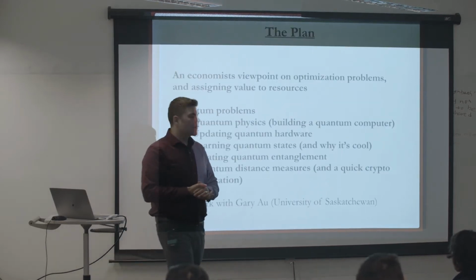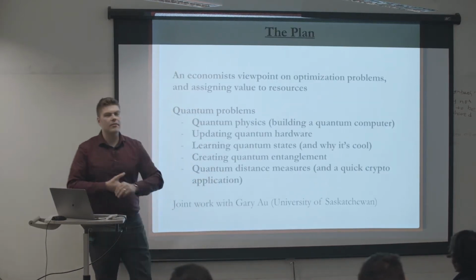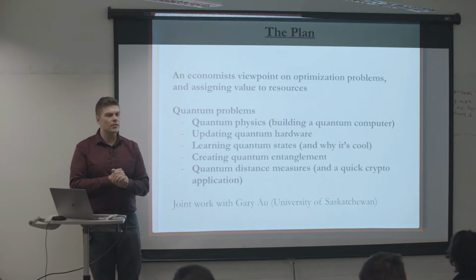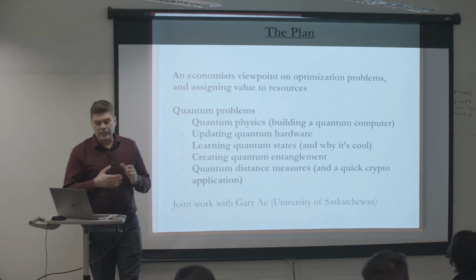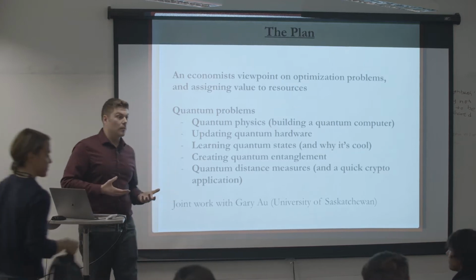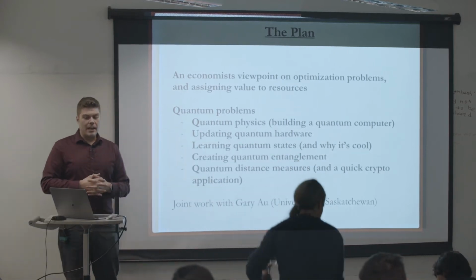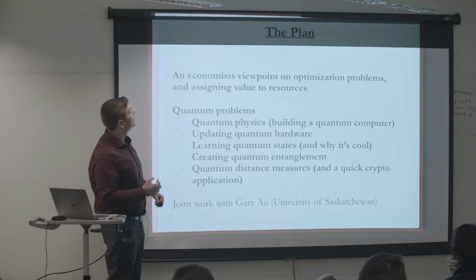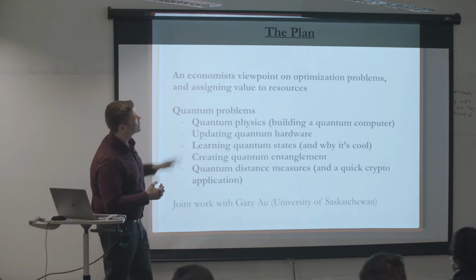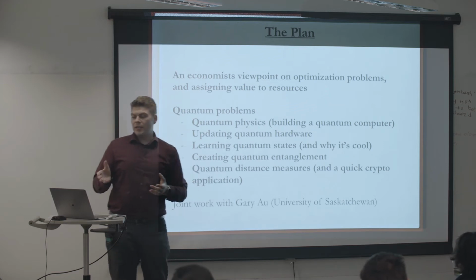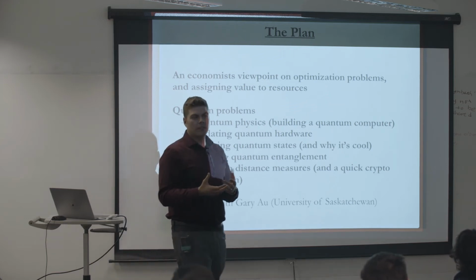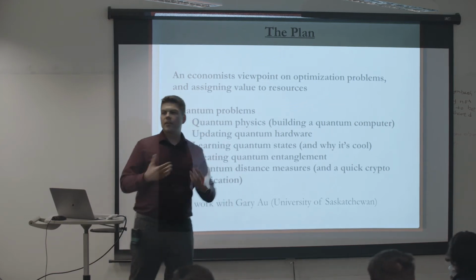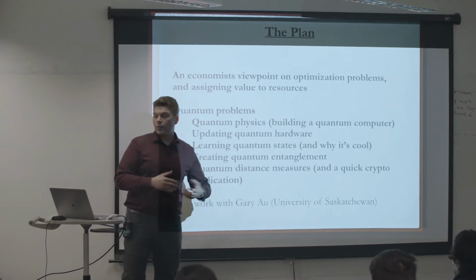So here's the plan. I'm going to spend the first half of the talk, maybe not quite half, but a chunk of the talk, talking about an economist's viewpoint on optimization problems, okay? And how to assign values to resources. So this is going to be a mathematical tool, okay? I'm going to just talk about it, develop some theory, and then I'm going to apply it to quantum.